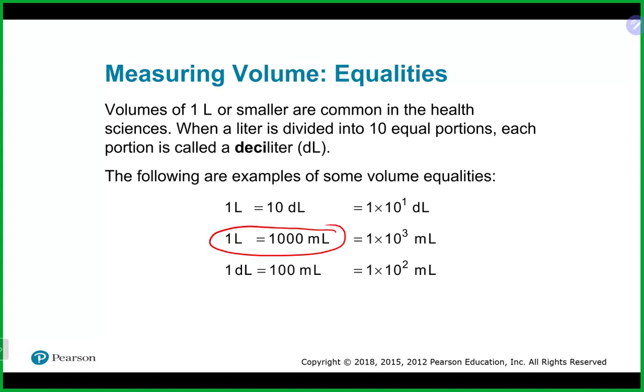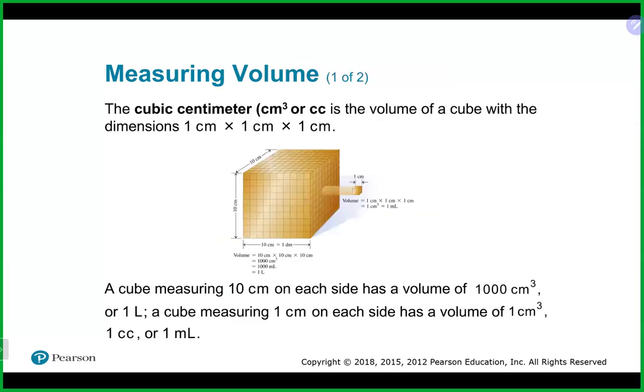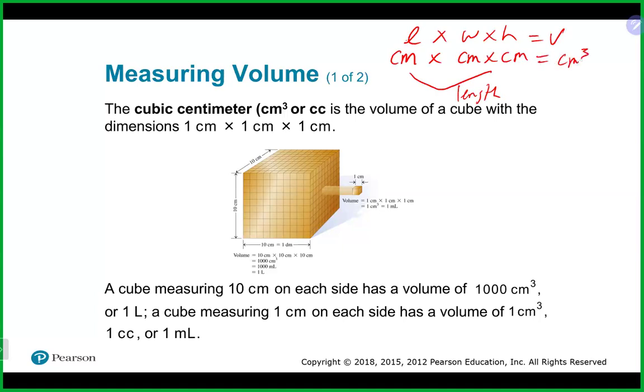Liters and milliliters are really your big two, along with the cubic centimeter, which is also a volume. One way to get a volume is taking length times width times height. If you measure each of these in centimeters, which are all length measurements, and multiply them together, you will get a volume measurement in cubic centimeters. That's a very common way to find the volume of a solid square object or cube, and it is a volume unit that's used a lot.